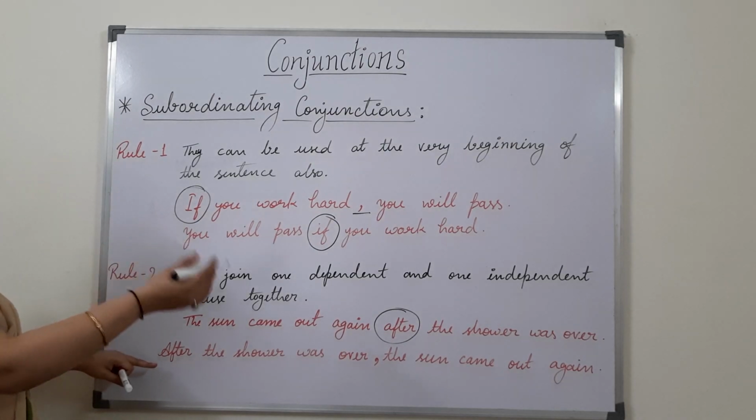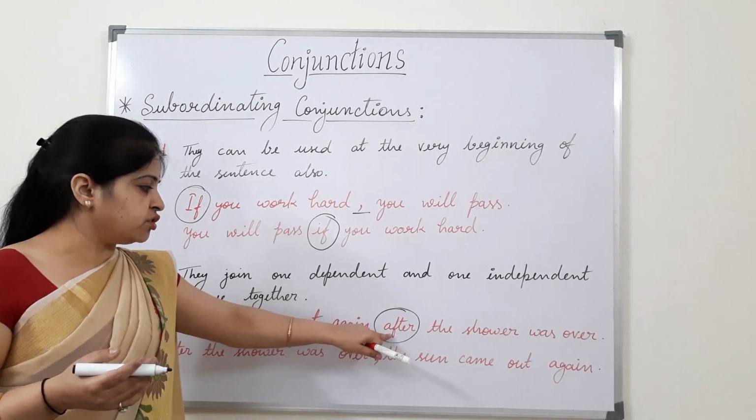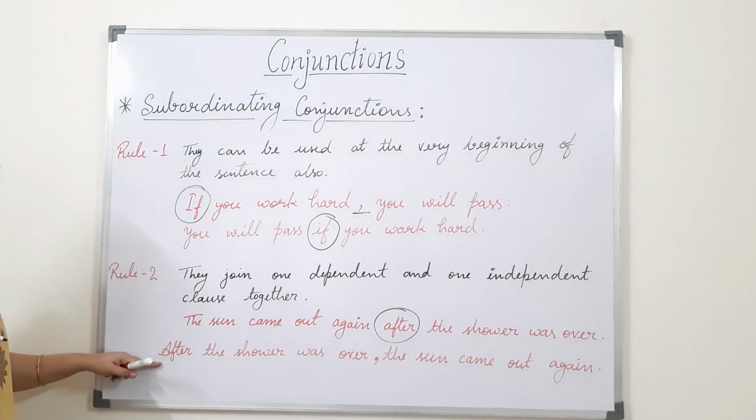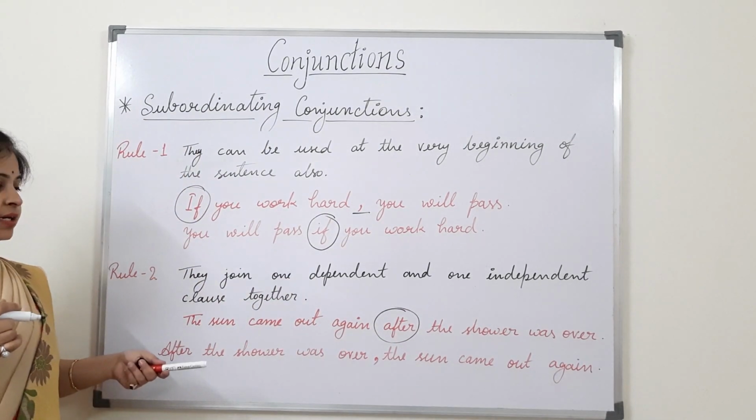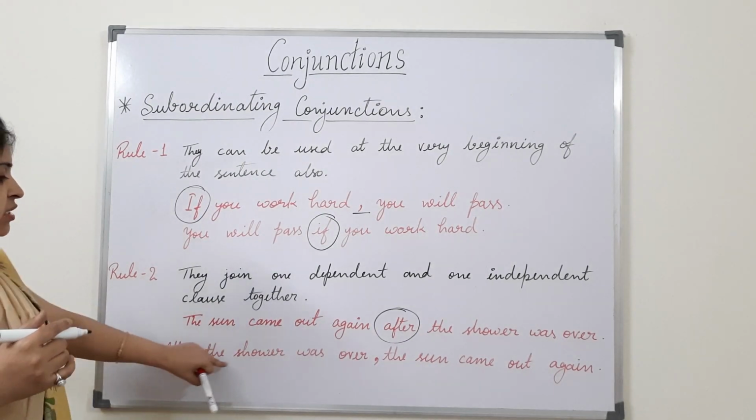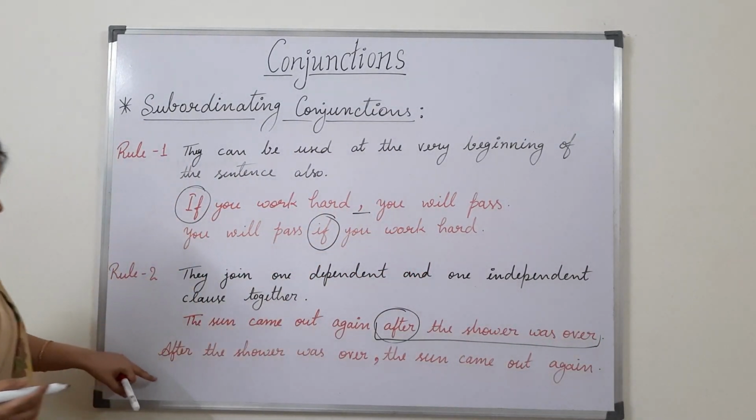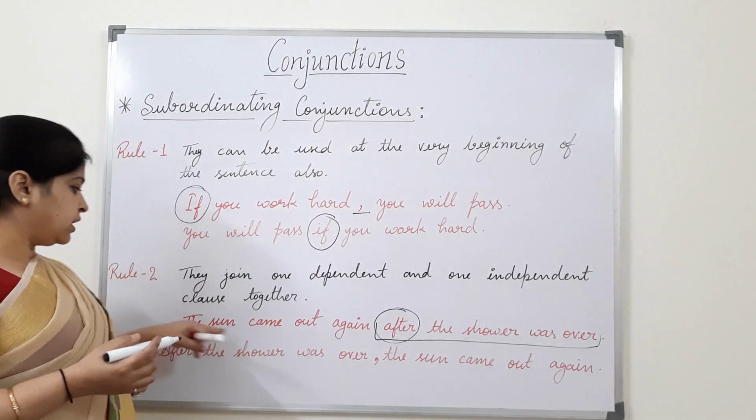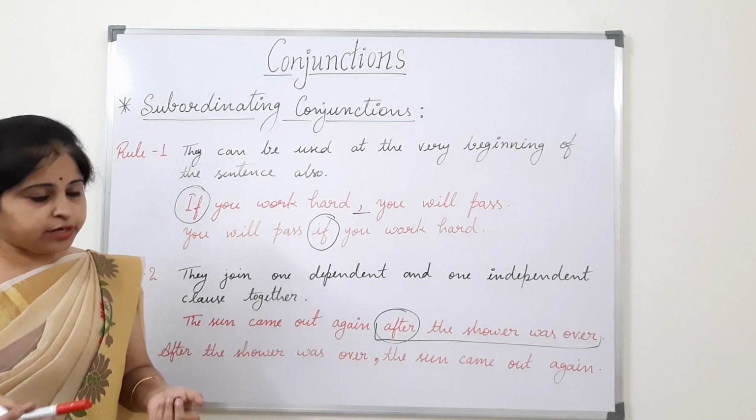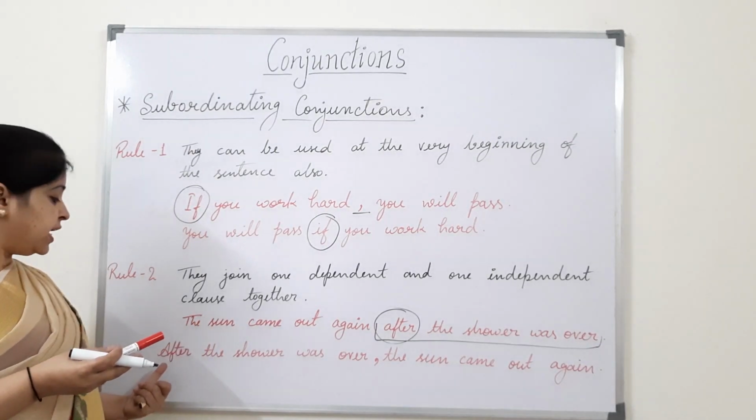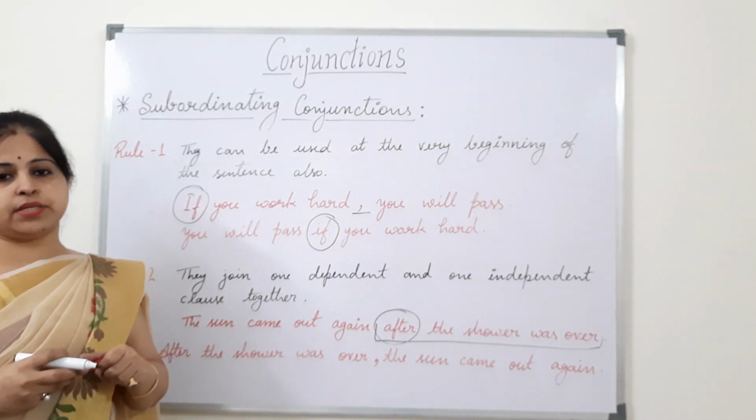Okay. Here also you see the same rule, that a subordinating conjunction like after we can use at the very beginning of the sentence also. But in that case, it will carry the complete dependent clause together. So after the shower was over, this complete dependent clause you will take at first place. After the shower was over, the sun came out, again independent clause. I already told you, when we use a subordinating conjunction at the very beginning of the sentence, we put a comma before the beginning of the next clause.